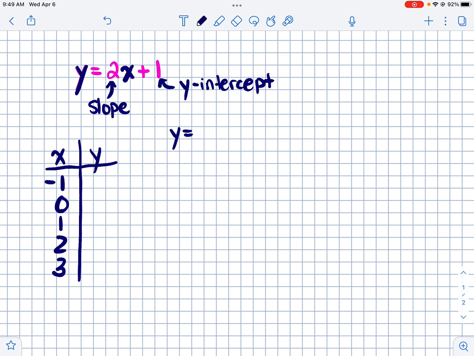Okay, so let's say I input a -1 into the x position. So let me show you what that looks like. So I would have 2 times -1 plus 1. So that would give me 2 times -1 is -2 plus 1 is -1. Put that in my equation. Let's try another one. So let's try an input of 0. So 2 times 0 plus 1. So y would equal 1.